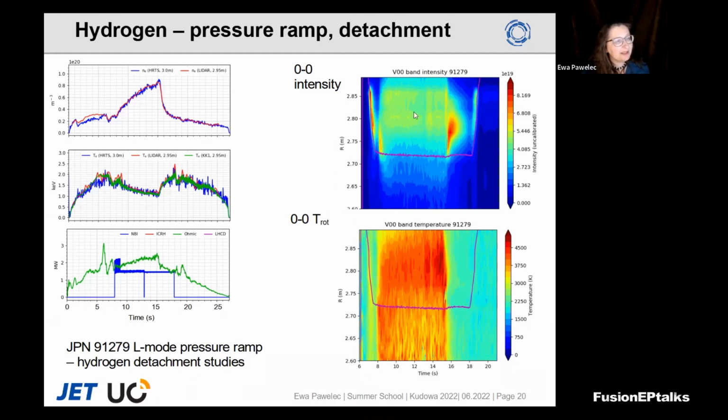You can see here that the intensity of the part of the Fulcher band that we were studying is relatively flat during the density ramp. Here is the very beginning, and you can see that there is a very luminous dot, but then it descends in the place where we have the strike point position, and it goes outside of the strike point line. This had been also observed in the other machines, so it's not the JET specific thing only.